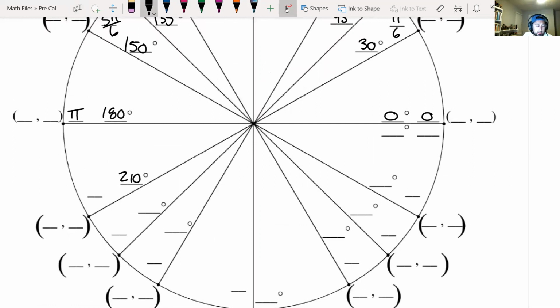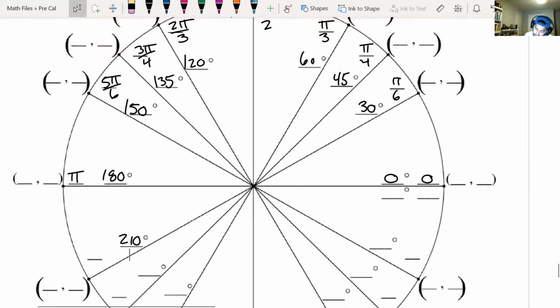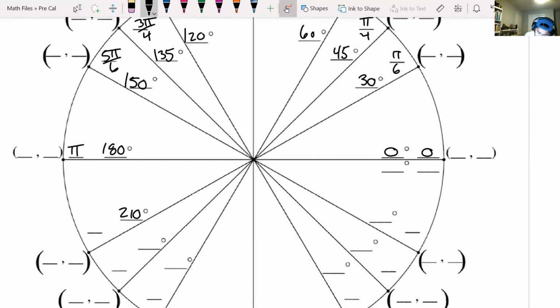And then after that, it's 210 degrees. What is that? I think that's 4 pi over 3, right? Or am I mixing that up? It's either 4 pi over 3 or 7 pi over 6. That's going to be 7 pi over 6. Yeah, I think it's 7 pi over 6. Okay.